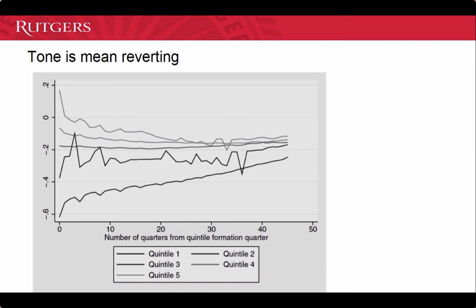So over time, their tone goes back toward the mean, which was negative 0.23, anyway, the mean for all of them. So all of them go and approach negative 0.23. So tone is mean reverting, that's all this is, which I think is interesting. Okay.